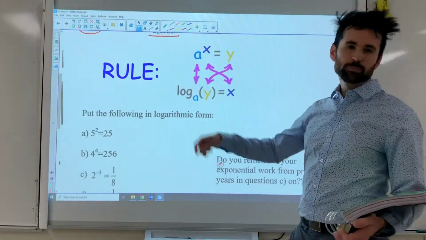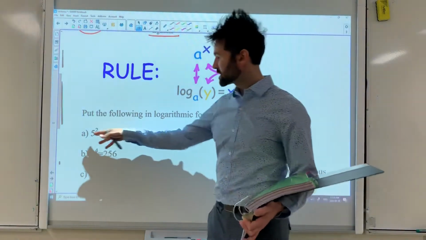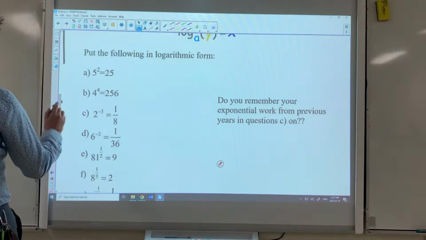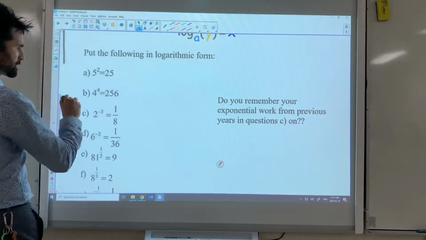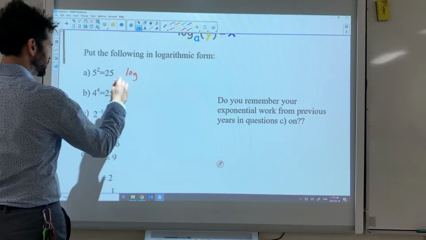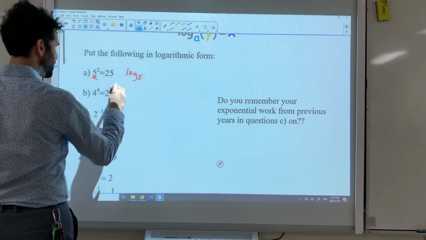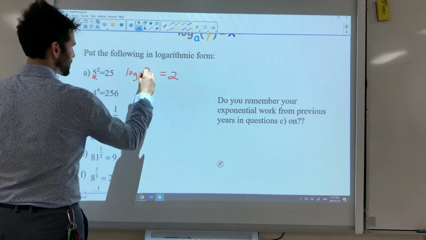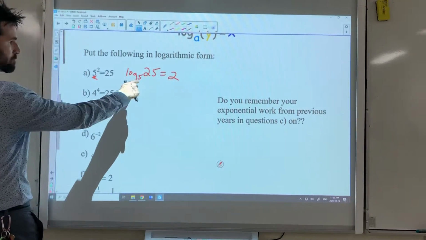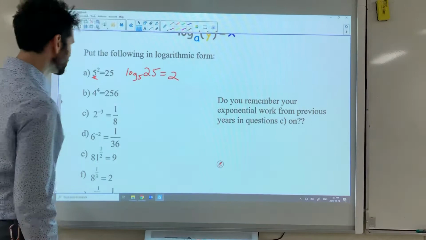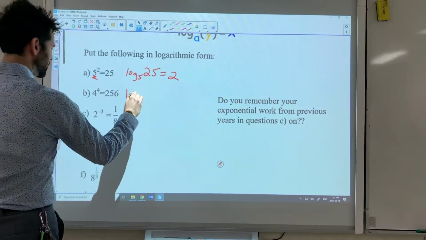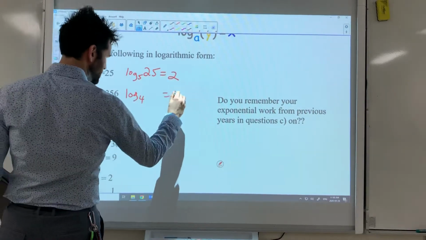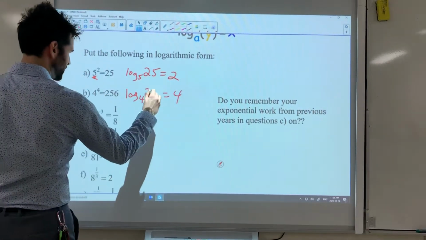Okay, so let's do some practice on just taking statements like this and turning them into logarithmic form. So let's see, writing this one, 5 squared is 25, great. So I go log, the base becomes the base of the log. The exponent is the answer and the 25 becomes the argument. So we'd say log base 5 of 25 is 2. This one here, log, so the base of that becomes the base of the log. The answer to that becomes the answer to the log, and then that's the argument.